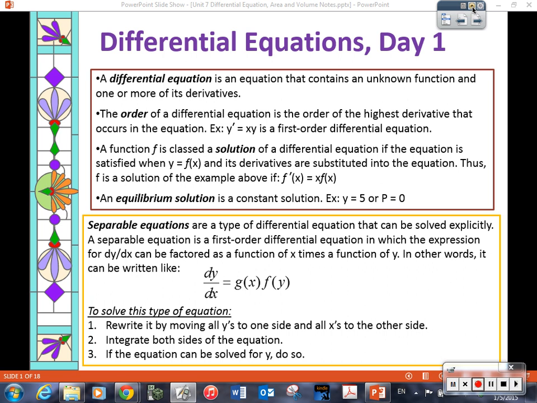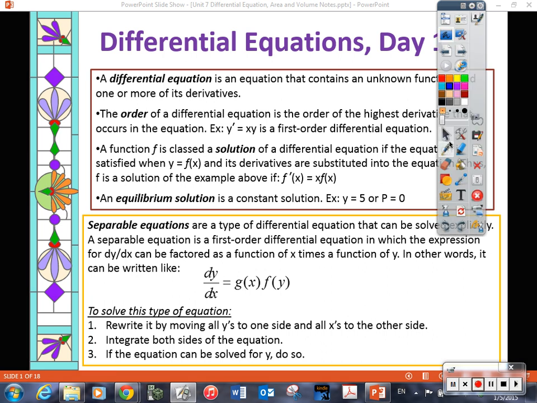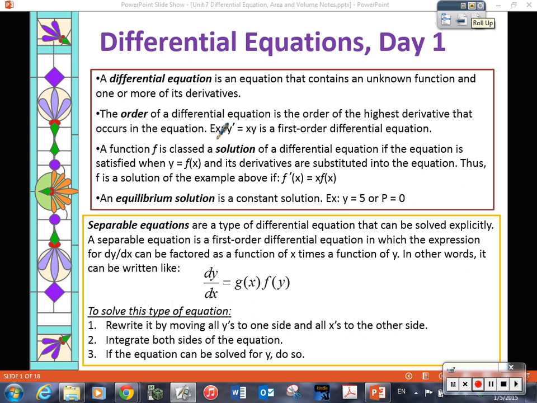The order of a differential equation is the order of the highest derivative. So in this particular example, the highest order derivative is a first derivative, first power. So this is called a first order differential equation. If that had y double prime, then it'd be a second order differential equation.